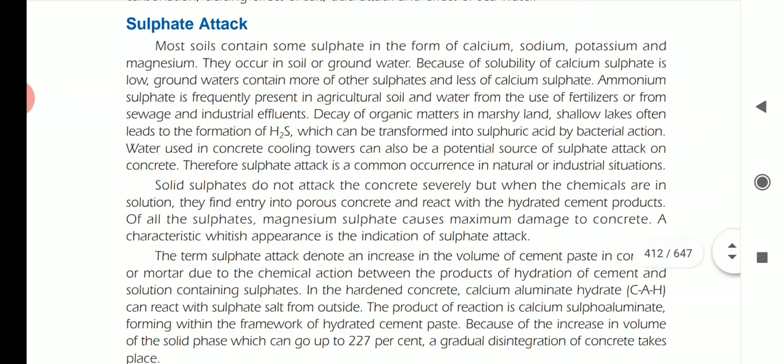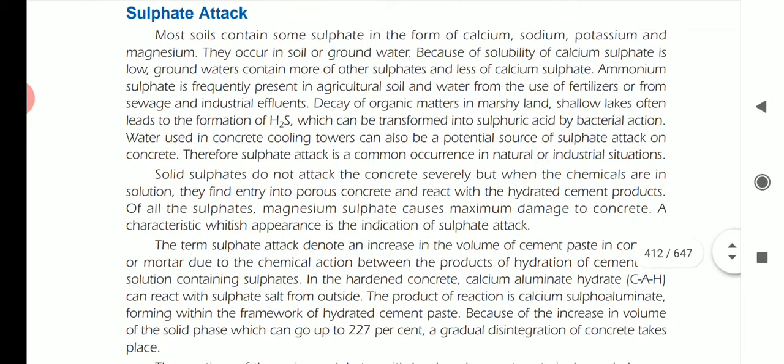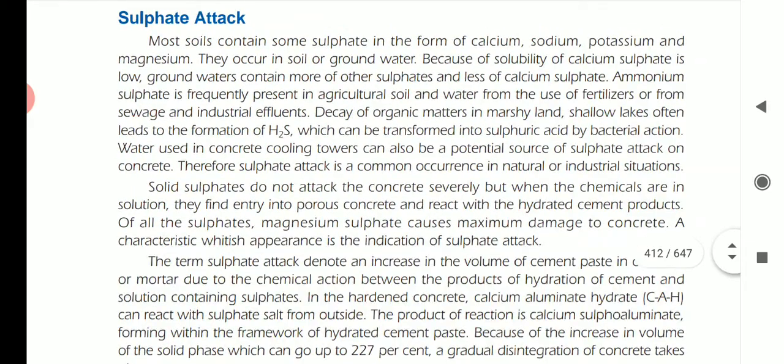So the first chemical action is sulfate attack. What is the sulfate attack and how it occurs in a concrete, and what preventive measures can be taken to prevent the sulfate attack on the concrete, that we are going to study in today's video lecture.